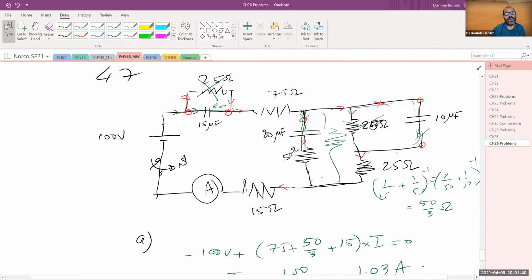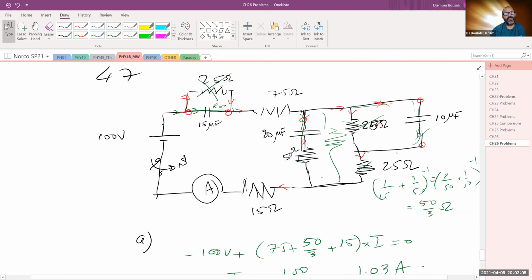There are two extremely important points for this problem. First of all, how to treat a capacitor immediately after the switch is open or closed, and then when you wait a long time after it has been closed. The first time, you're going to treat it as a wire, as if you short-circuited this resistor, so there is no current going through it whatsoever. Same thing is happening for this resistor. And this one, all of the current goes through this 50 ohms.